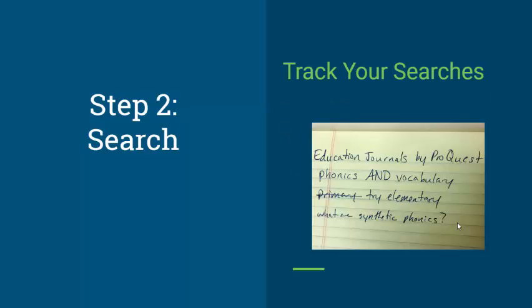Here's a screenshot of one of mine. So I wrote down at the top, where did I look? A database called Education Journals by ProQuest. What search terms did I use? Phonics and vocabulary. I tried the term primary, like for primary school students. That really didn't do me any good, so I'll mark that out and make a note for myself. Try elementary. And as I was reading through the search results, I saw a lot of references to synthetic phonics.